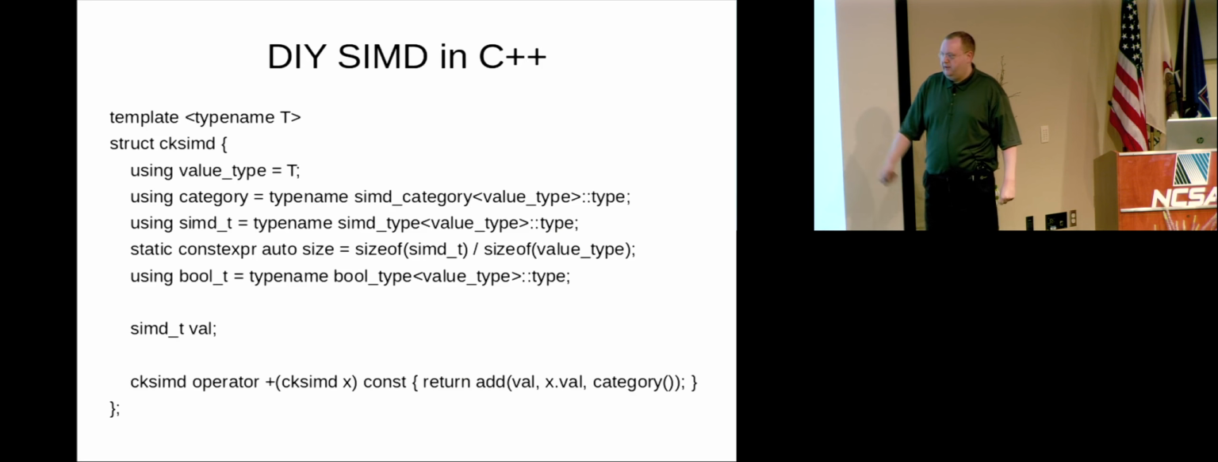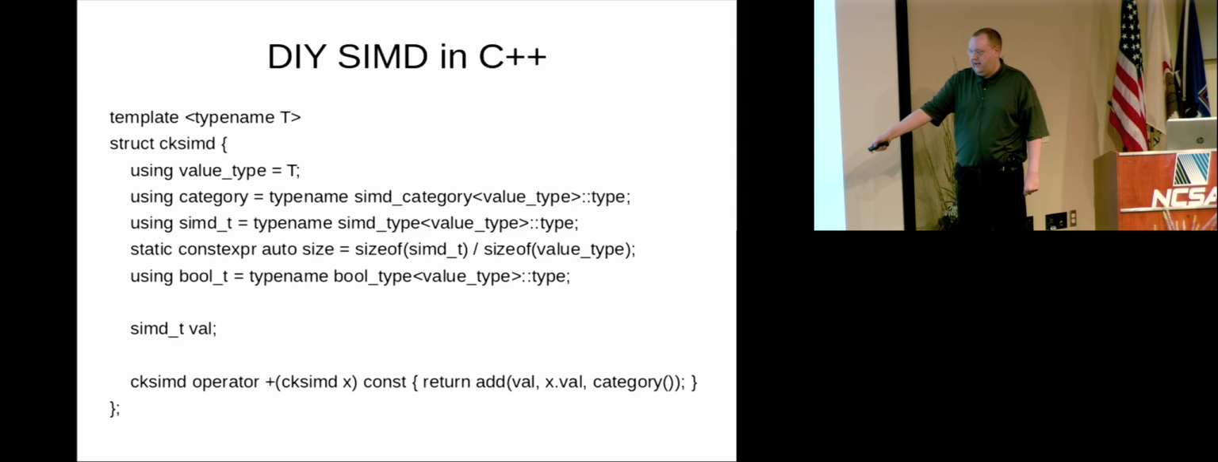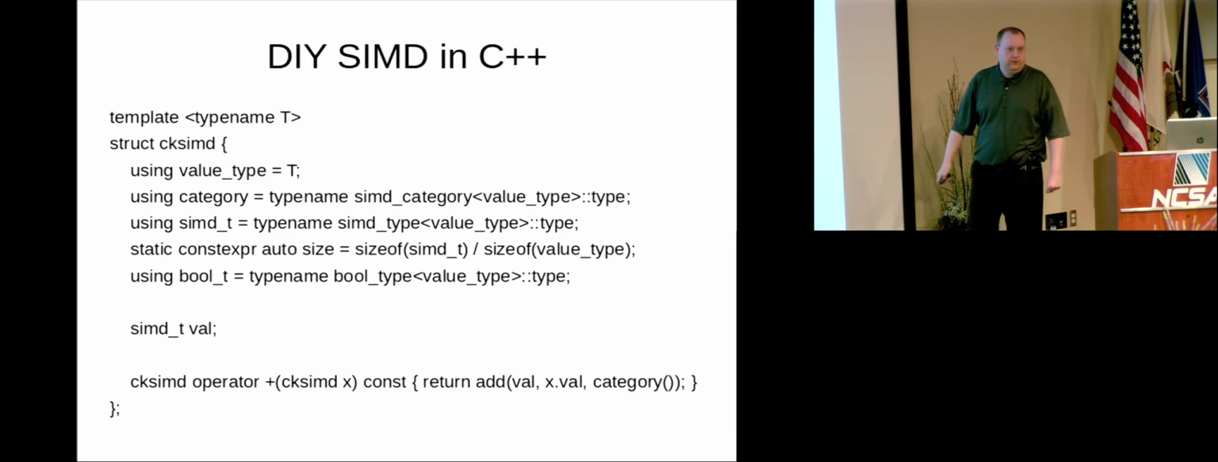And then I just have a representative function down here for overloading the operator plus. What it does is it forwards it off to an add function and passes along the two values that it needs to add together and the category. So this will just pick out whatever category type was returned.